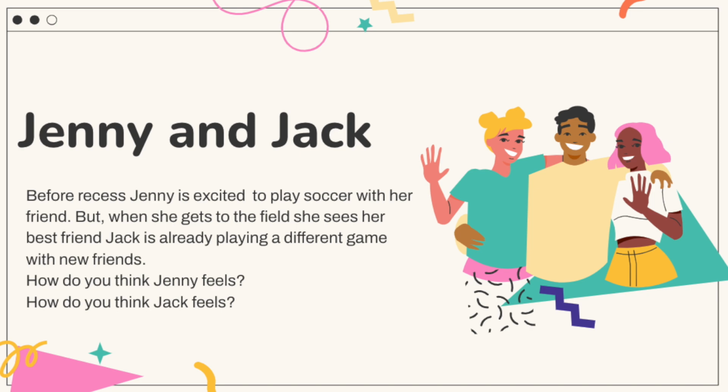First, let's look at the situation between Jenny and Jack. Jenny is excited to play soccer with her friends, but when she gets to the field, she sees her best friend Jack is already playing a different game with new friends. We have to think to ourselves, how does Jenny feel? How does Jack feel? Jenny might be upset or discouraged because she thinks that her friend no longer wants to play with her, or that he found new friends and maybe doesn't need her anymore. Jack might not have known how excited Jenny was. He also might have been excited since he met new people to play with. Notice how in this same situation they both feel very differently.